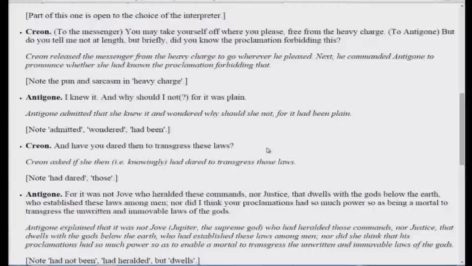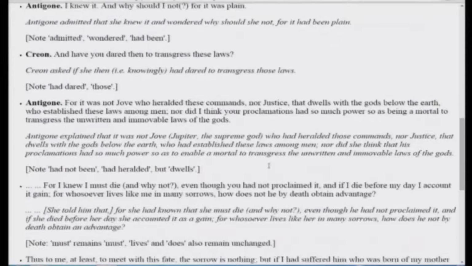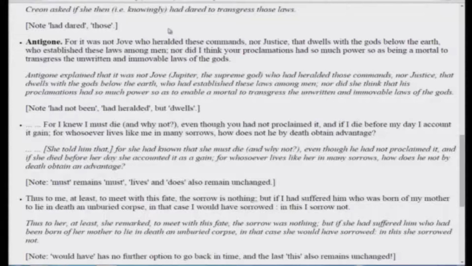And have you dared then to transgress these laws? Okay. Creon asked, if she then knowingly had dared to transgress those laws, had dared, okay, those laws.